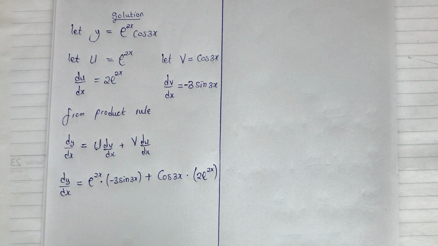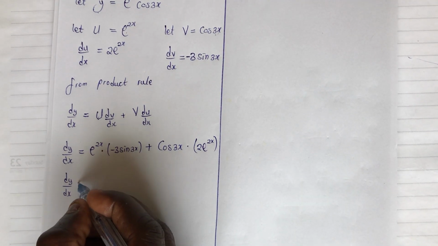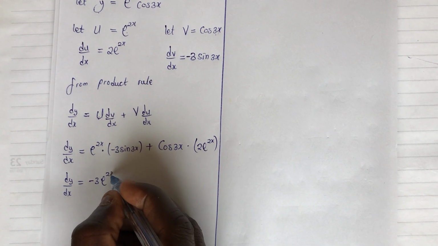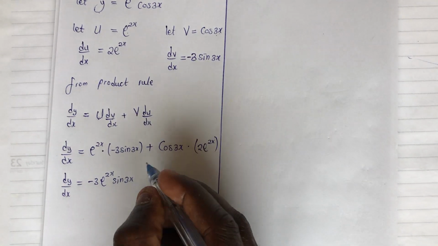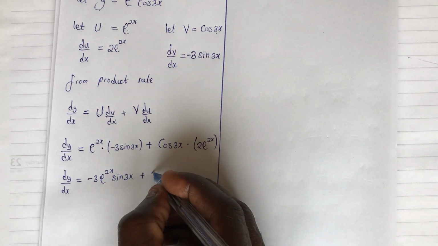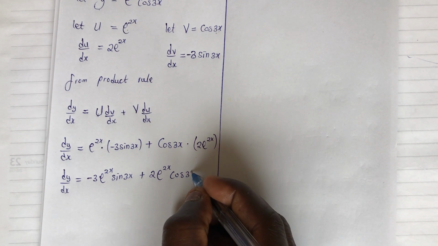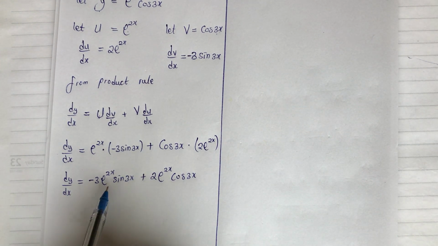Now we can simplify the function, and I have my dy dx giving me minus 3 e raised to the power 2x sine 3x. You just multiply, plus I have 2 e raised to the power 2x cos 3x. So now I have a common factor here, this and this. I can just factorize it out.